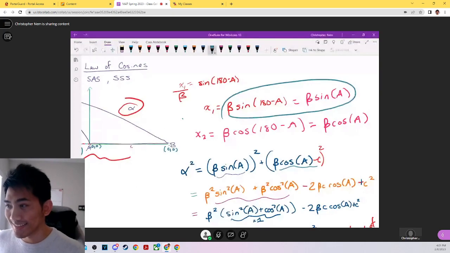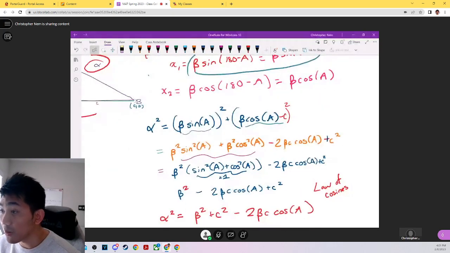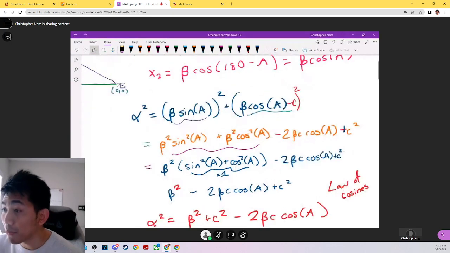This is very nice. So then I get beta squared sine squared of A plus beta squared cosine squared of A minus 2 beta c cosine of A plus c squared. Minus c times minus c is equal to c squared. You have to FOIL it out. You can't just square every single term. That's not how it works. And you should have known that by pre-calc algebra.